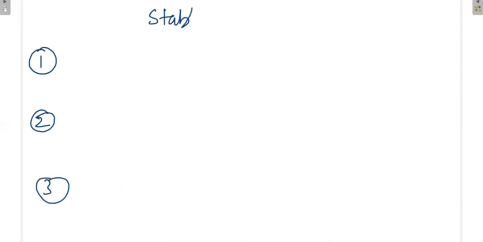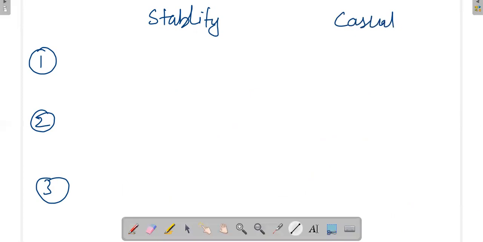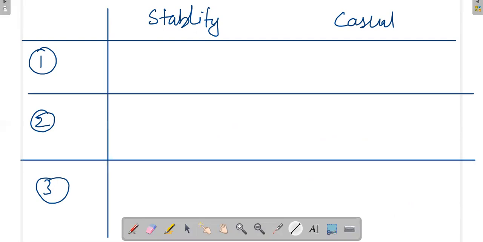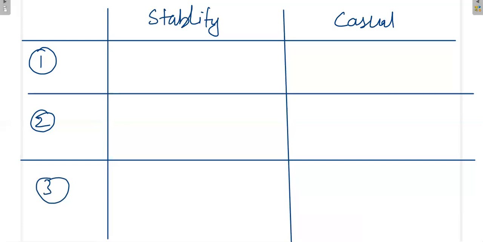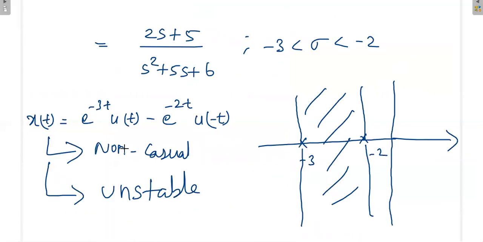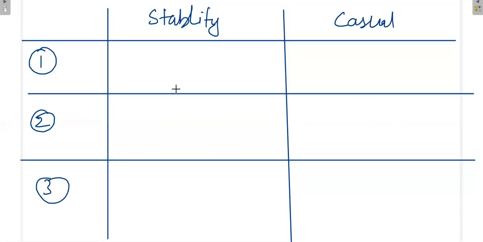So what about the nature of the first system, second system and third system with respect to stability, and then with respect to causal or not? Now what is the nature of the first system? The nature of the first one is non-causal and also unstable. Is it stable? No, it is not stable.